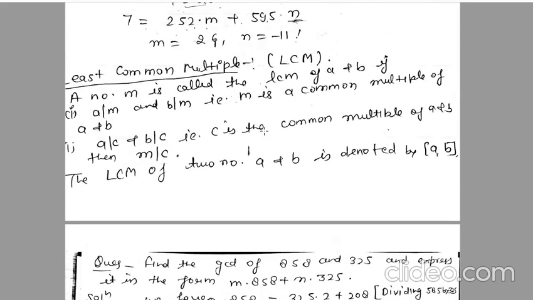So, the definition of LCM. LCM we have already studied in our 6th, 7th standard. A number M is called the LCM of A and B if A divides M and B divides M. It means M is a common multiple of A and B, right? If A divides C and B divides C, it means C is a common multiple of A and B, then M divides C. The LCM of two numbers A and B is denoted by square brackets. GCD is denoted by small brackets, LCM is denoted by square brackets, right?